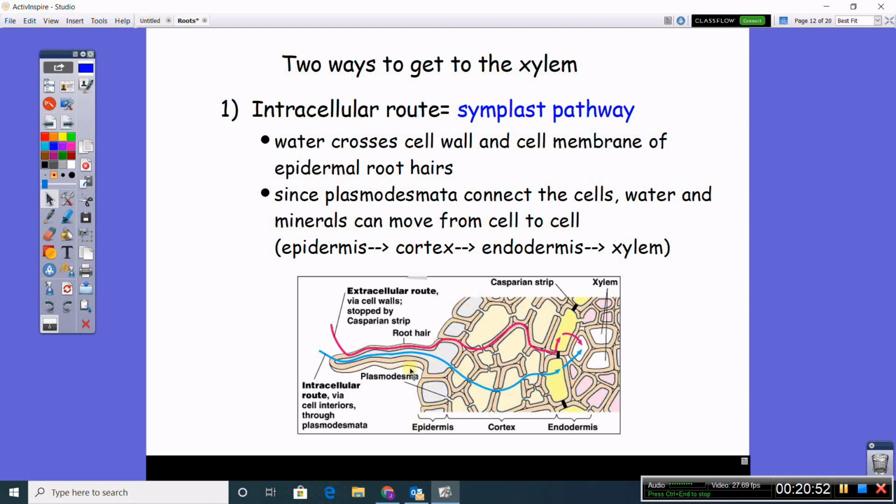and pass through plasmodesmata. So here's your epidermis. Okay, it's in the cytoplasm. It's going to go through plasmodesmata and then basically travel within the cytoplasm of cells of the cortex. Then it gets to the endodermis and then to the xylem. Okay, so it's going to travel from the epidermis to the cortex to the endodermis. There may be another layer in here called the pericycle, which is not shown here, and then it will enter the xylem. Okay, so this symplast pathway is the blue pathway that you're looking at in this picture.